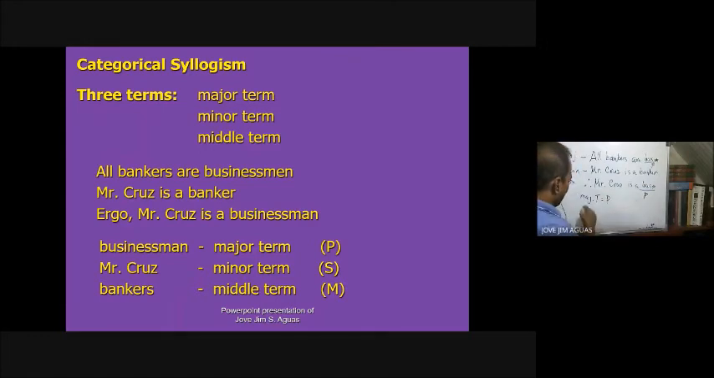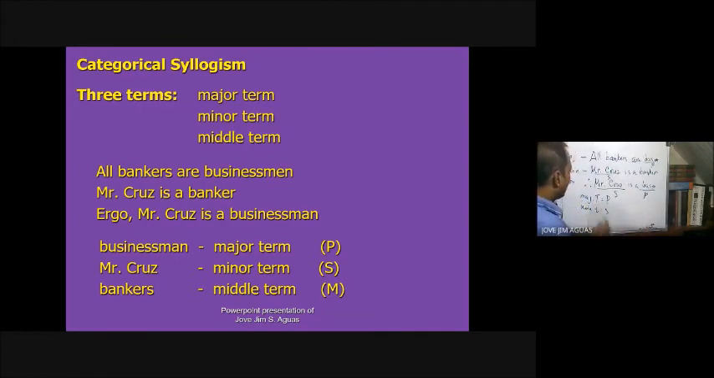The minor term is S. That means this is the subject of the conclusion. And it is also found in the minor premise, this one. So I'll repeat. The major term is the predicate of the conclusion, always the predicate of the conclusion. And it is also found in the major premise. It can either be the predicate of the premise or the subject of the premise. The minor term is always the subject of the conclusion. And it is found in the minor premise, either on the subject side or on the predicate side. Subject, predicate. Okay, follow.